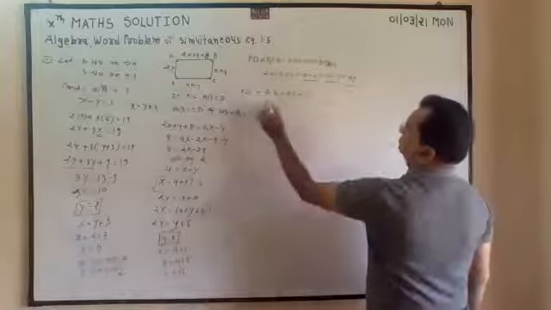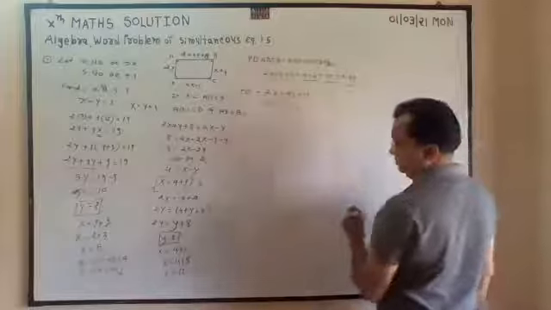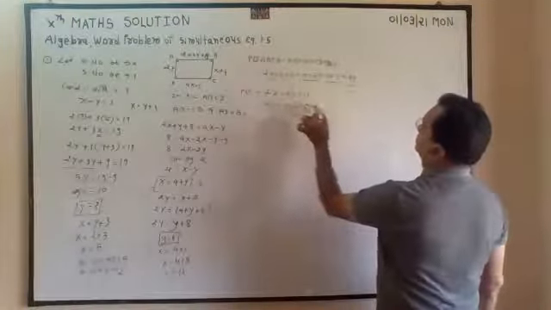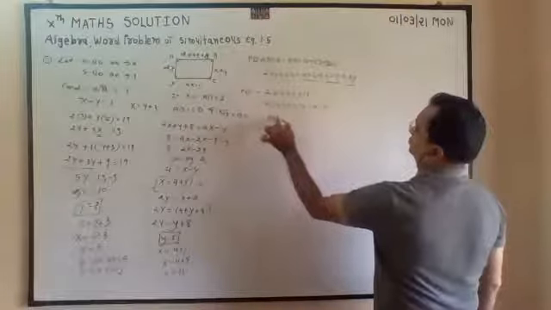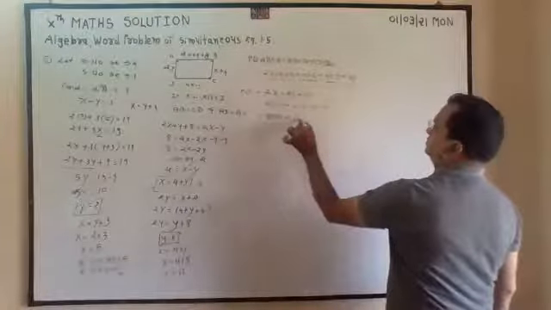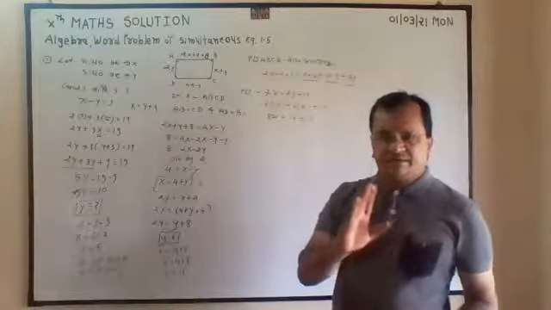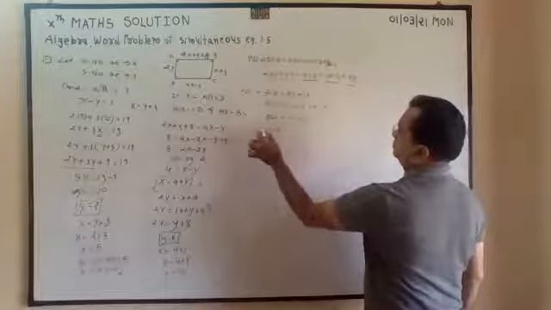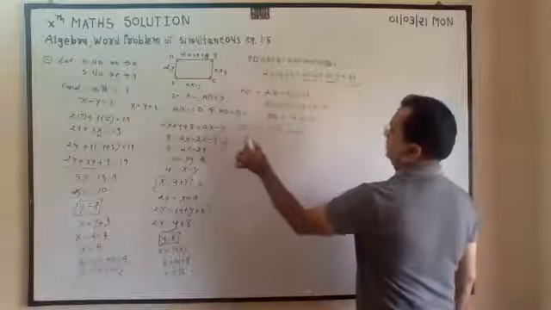Now substitute. x is 12 and y is 8. 12 times 7 is 84. 8 times 2 is 16, plus 12. 84 plus 16 plus 12 is 112. That is the perimeter of the rectangle.